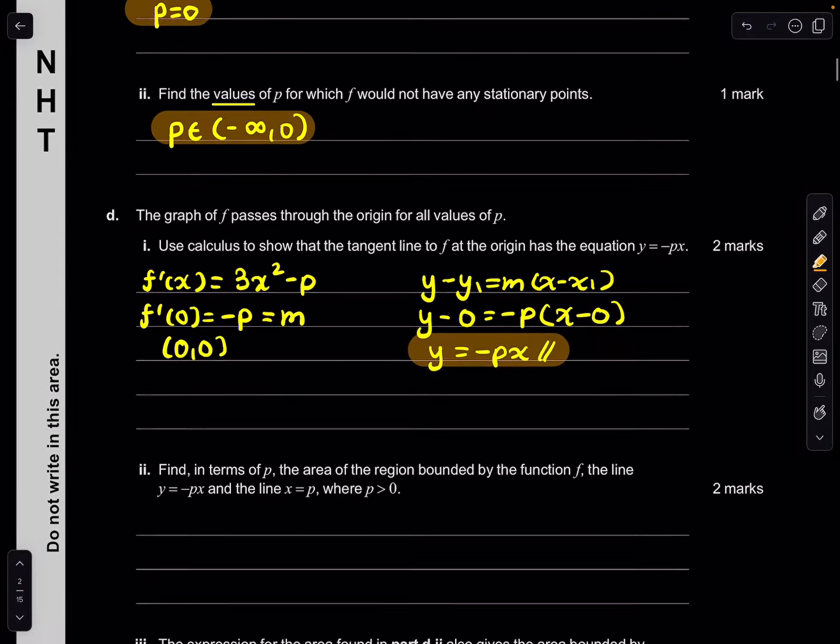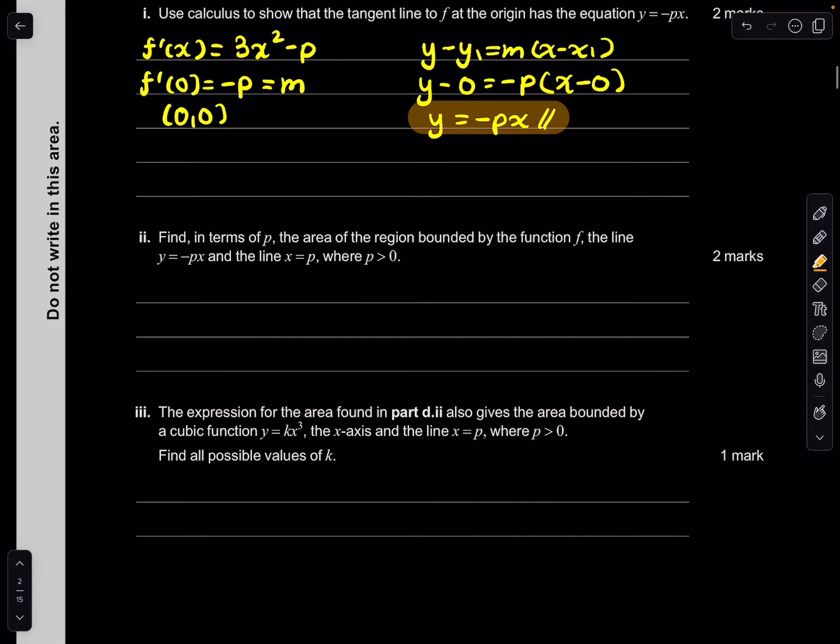Beautiful. So, next question. Find, in terms of p, the area of the region bounded by the function f, the line y equals negative px, and the line x equals p, where p is greater than 0. So p has to be greater than 0. Now, let's visualize this. Let's go on our calculator and graph all the equations and see what area we are trying to find.